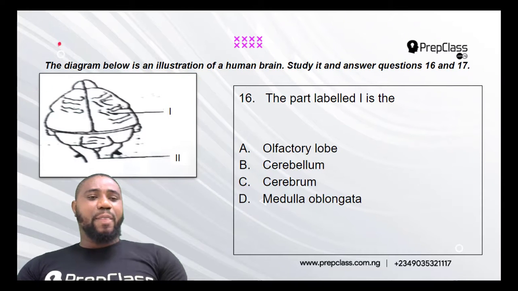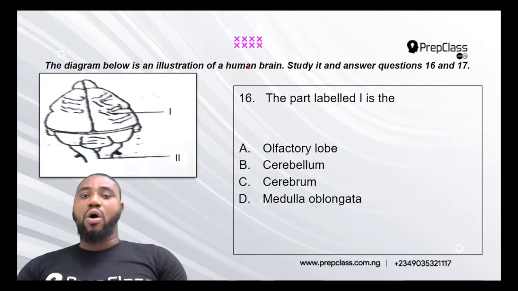They said, the diagram below, which is this, is an illustration of a human brain. No, WAEC is wrong here. This is not a human brain. When preparing this material, we didn't want to alter this. That was what they typed. If you look at your JAMB past question, this question is from them.